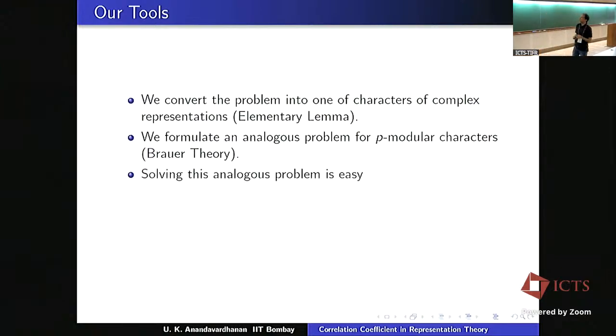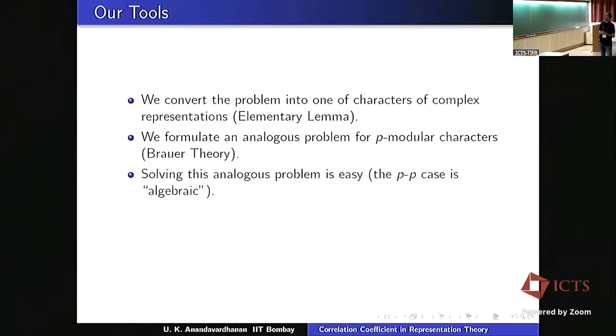And solving this analogous problem was easy. So earlier you got some kind of a character sum and one could not go ahead with that. But solving the analogous problem is easy because now you are in the PP situation. On the left-hand side, you have GL2FQ, where Q is a power of P. And on right-hand side, you have F_P bar. So your representations are algebraic. You are in some symmetric powers. And there, doing fixed vectors and doing these computations is very easy. So solving the analogous problem is easy because the PP case is algebraic.